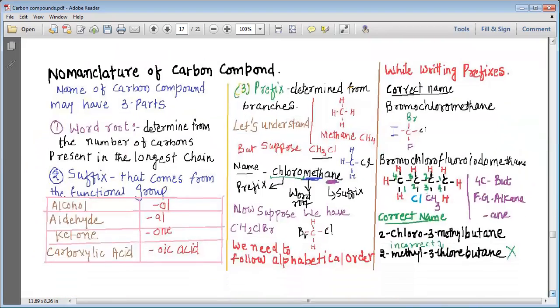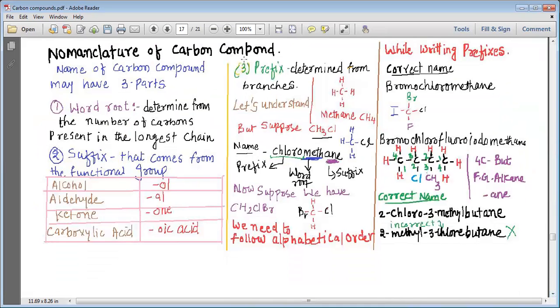Now let's move to the nomenclature of the carbon compounds. So here we should study about how to give names to the various carbon compounds. The name of a carbon compound may have three parts. So we can divide the name of the carbon compound into three parts. The first part is known as the word root. Word root is determined from the number of carbon present in the longest chain. So we can determine the word root by determining the longest chain of the compound, and it depends upon the number of carbon present in the compound.